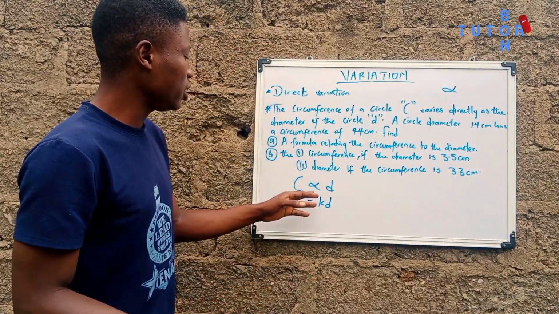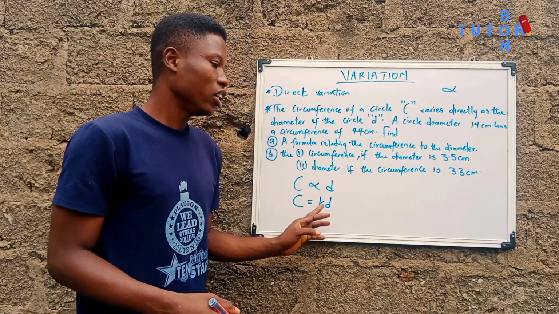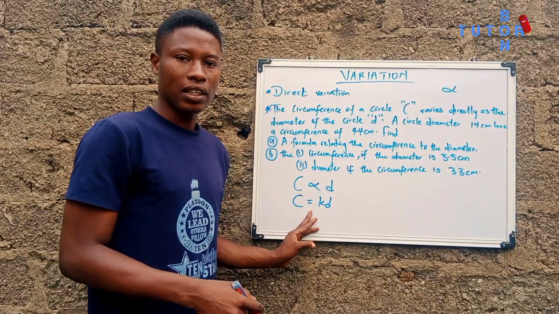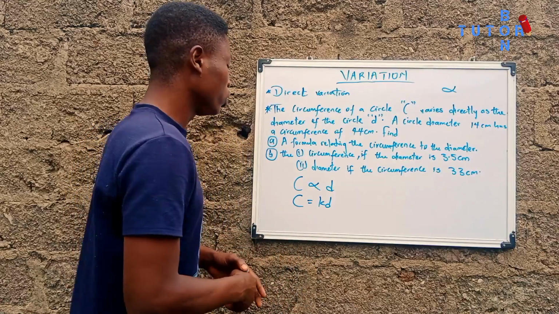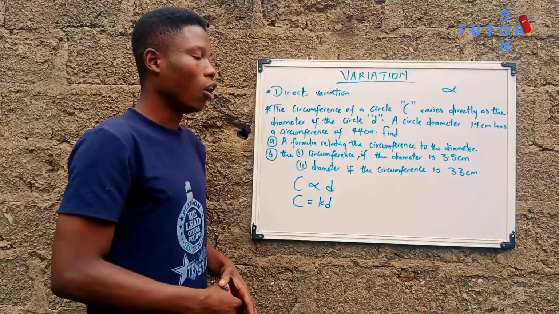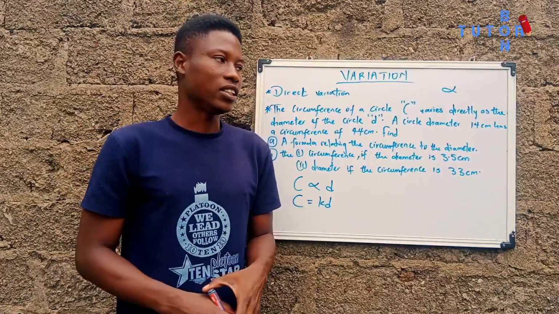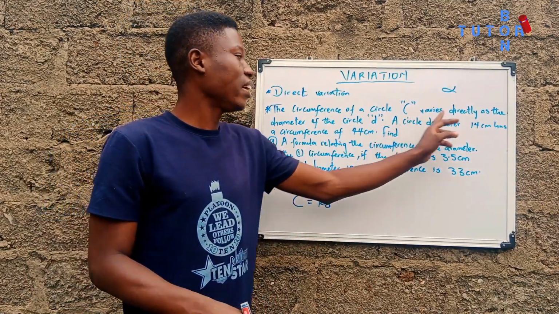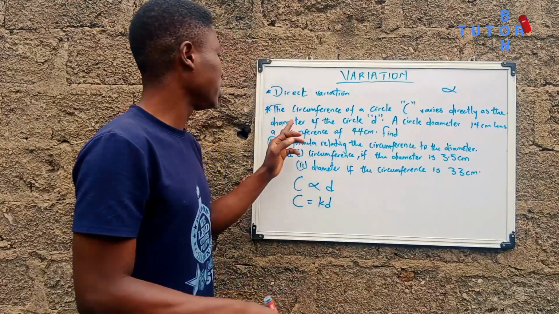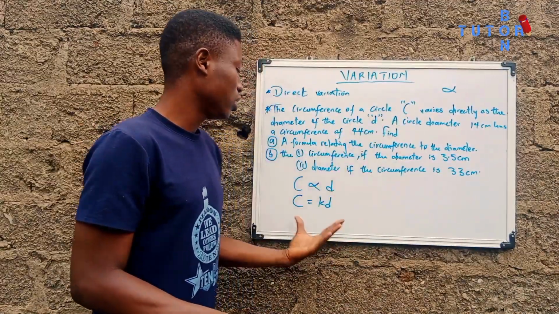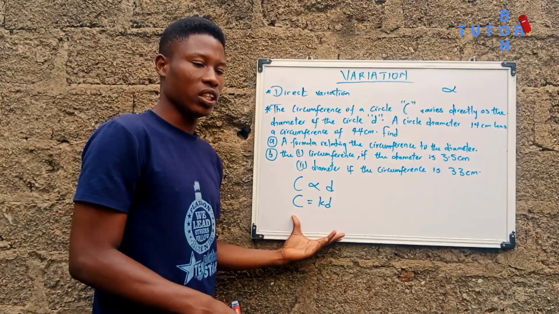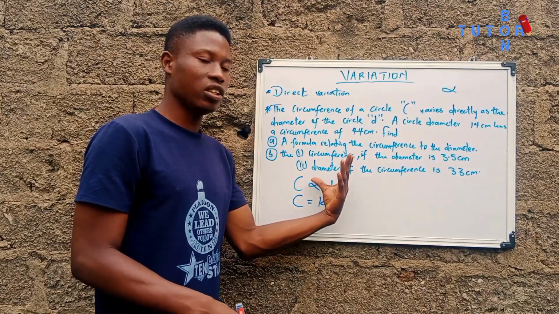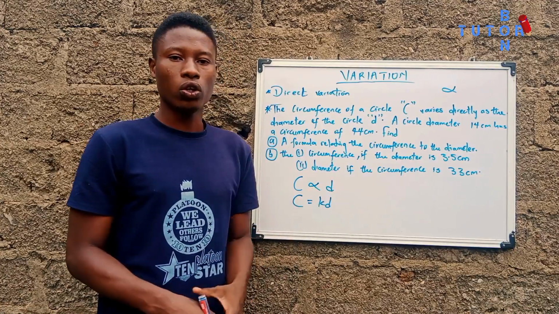Can you notice that immediately I introduce the constant, the proportionality sign changes to an equals sign? Are you getting it? So this is the equation of this question. They said the circumference of a circle C varies directly as the diameter of the circle D. That is, C varies directly as D, and I change the proportionality sign to an equals sign.